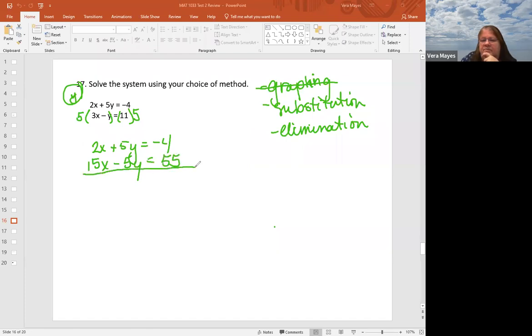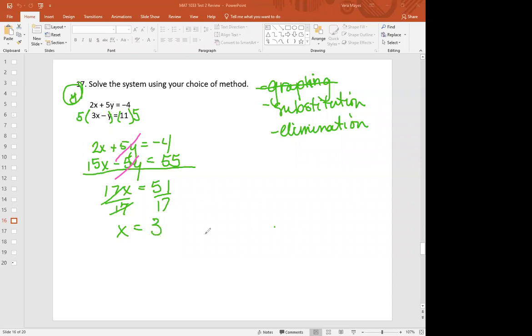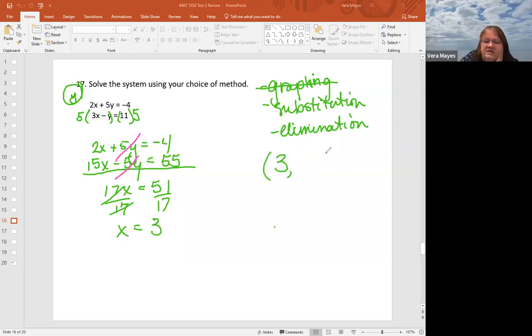And now we're going to combine these. Because we chose the right thing to multiply by, our y's cancel out. We can add up like terms, so 17x equals 51. And then we divide by 17. So we get x equals, what does that give us? 3. So look at that, we have our x value.